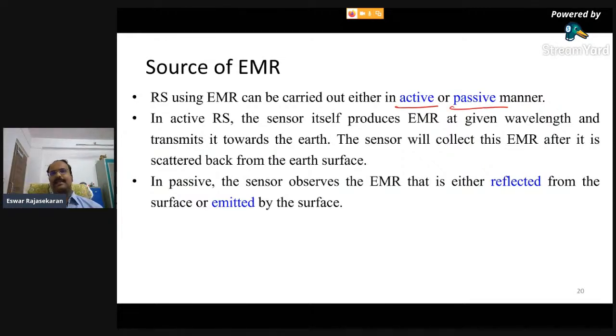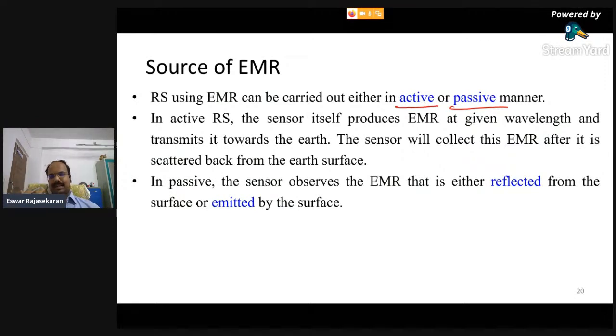Active manner means the sensor itself will produce some energy, send it towards the object, collect it back and use it to form an image. The best example is a camera attached with a flash. The flash is an active source. Flash gives white light that travels and illuminates the object of interest. Passive manner means whatever the object is reflecting from sunlight, we are collecting it. So a camera without flash is a passive manner. And the handheld thermometer they use for corona temperature testing is a passive data collection.